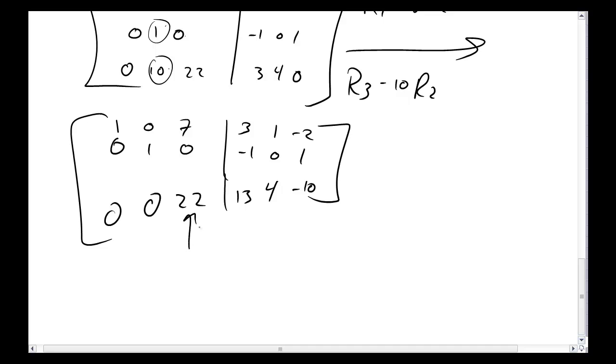I need to convert this to a 1. It's not going to help me if I add row 2 ever, because if I add row 2, I'm going to start to get a number here, and I've just gone to a lot of trouble to make sure that number right there is a 0.